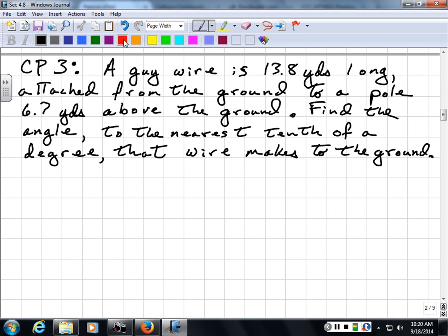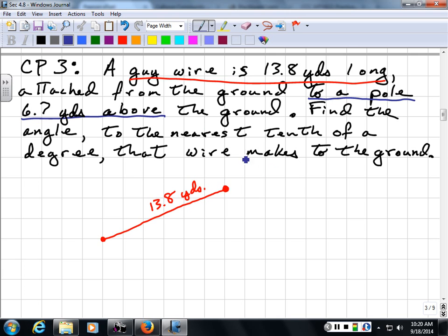A guy wire is 13.8 yards long, which means that I've got a guy wire that is 13.8 yards long. It's attached to a pole 6.7 yards above the ground and from the ground. So right here to right here. Okay? This is 6.7 yards. Find the angle to the nearest tenth of a degree that the wire makes to the ground.